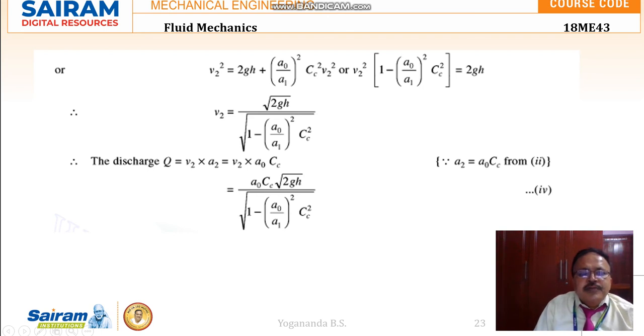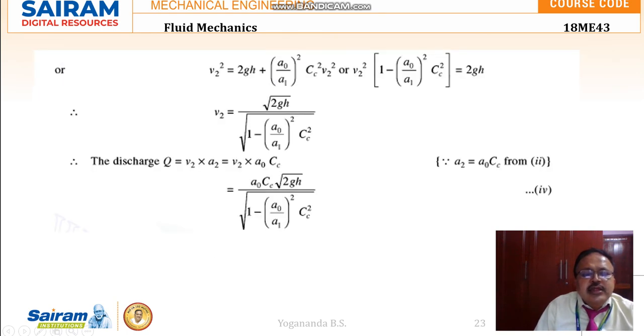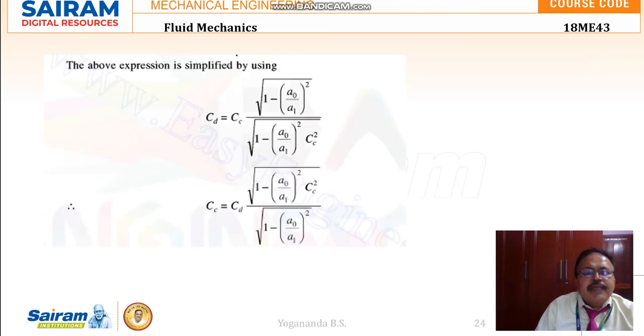Now discharge Q, either it will be taken as the product of A1 V1 or A2 V2. Now V2 is expressed in terms of an equation, so that is substituted back into the discharge equation, and we know A2. So A2 is taken as A naught into Cc, that is also substituted. So substituting both V2 and A2 back into the discharge equation, Q is equal to A2 V2.